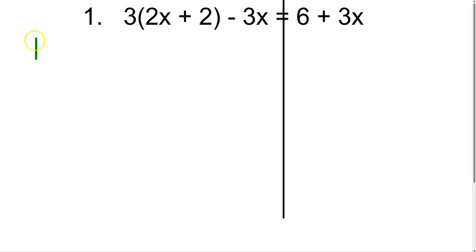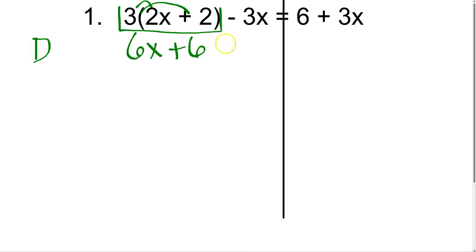So I'm going to start with my distributive property. 3 times 2x is 6x. 3 times 2 is 6, right? Start there. And then I'm going to bring down my negative 3x equals 6 plus 3x.